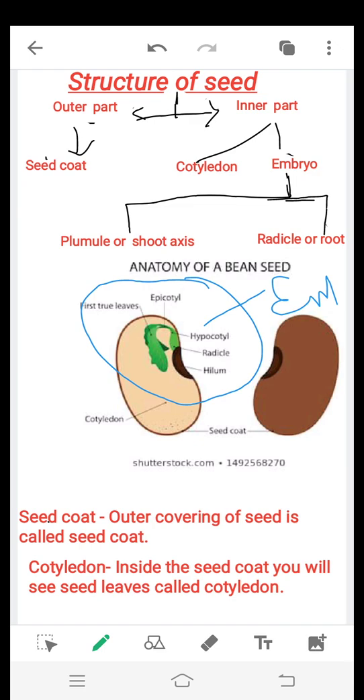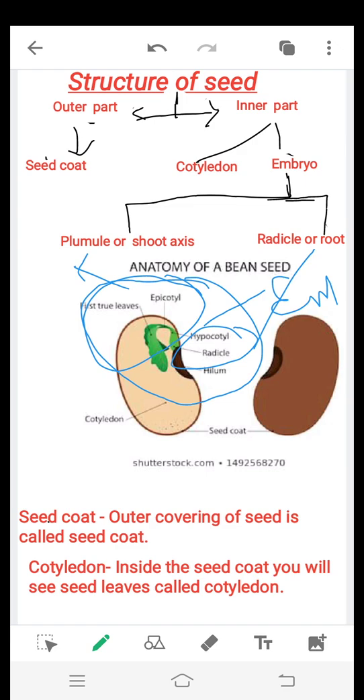Now we talk about the plumule. This is the plumule, which grows into the shoot. And this part is the radicle. Radicle grows into the root. This radicle is connected to the cotyledon at a point called hilum, from where the baby plant gets food.